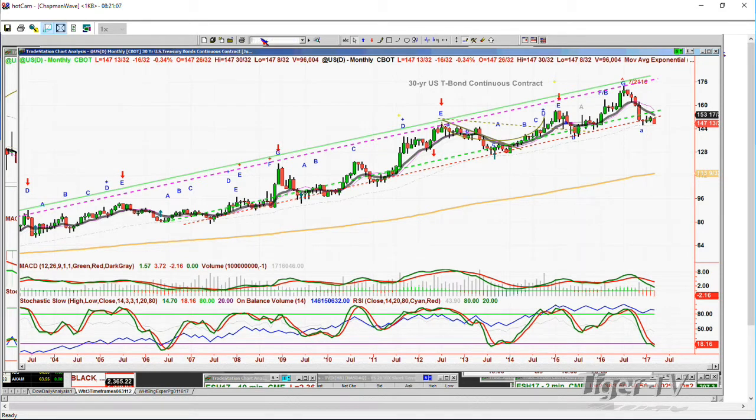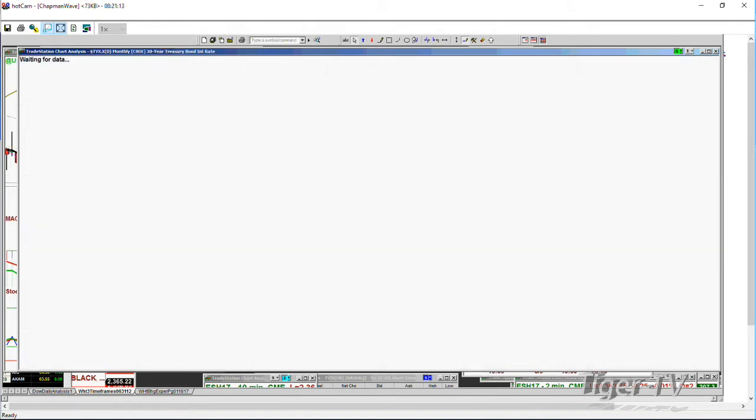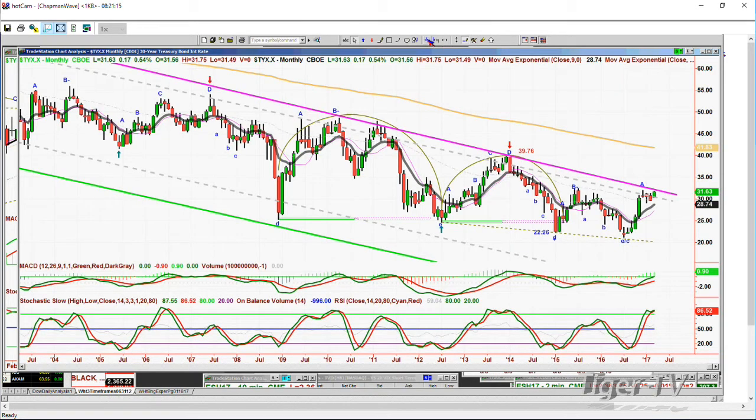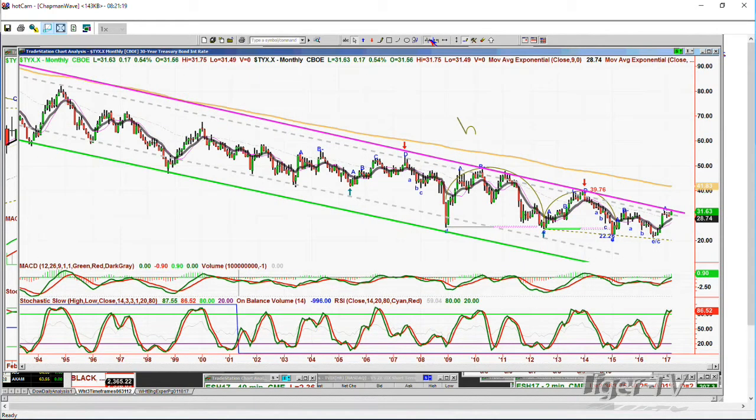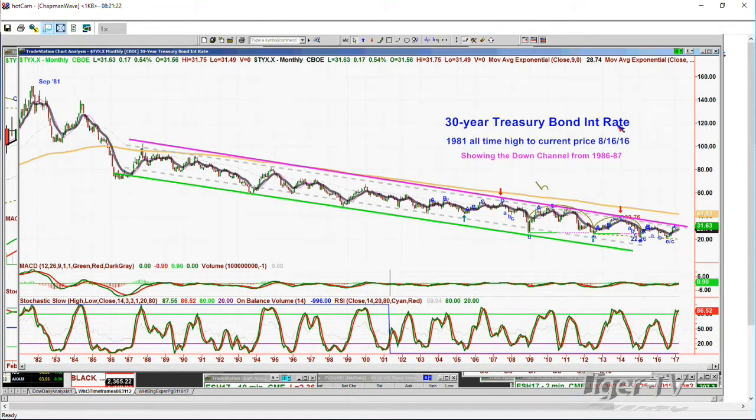If I can show, let me try it. I'm going to see if I can do this on the TYX, which is the 30-year yield. There we go. Okay. You see this 30-year Treasury bond interest rate, 1981 was the all-time high. And the price changes because it's a continuous contract, so it gets smoothed out. But September of 1981 was, let's call it, in this particular instance, 152, right? It is trading now at 31.